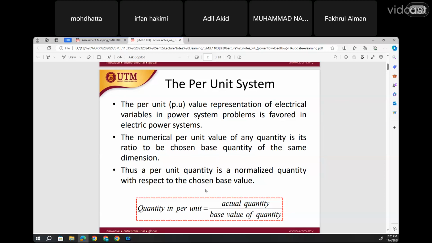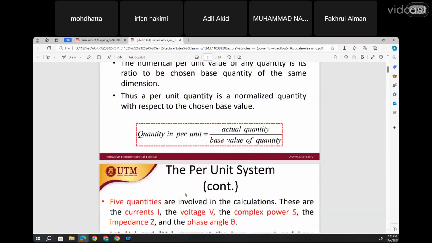In general, we can say that per unit can be calculated using this equation. We have the actual quantity, and we divide it by the base value of that particular quantity. It doesn't matter whether it is power, voltage, impedance, admittance, and so on. You can always normalize the quantity of that particular variable to a per unit value.